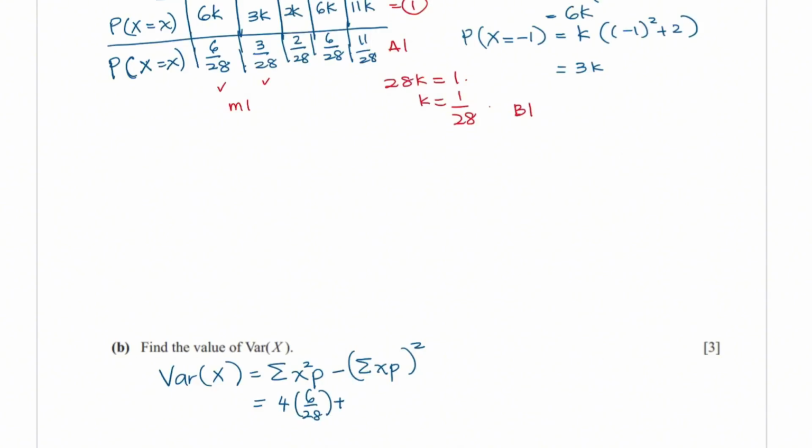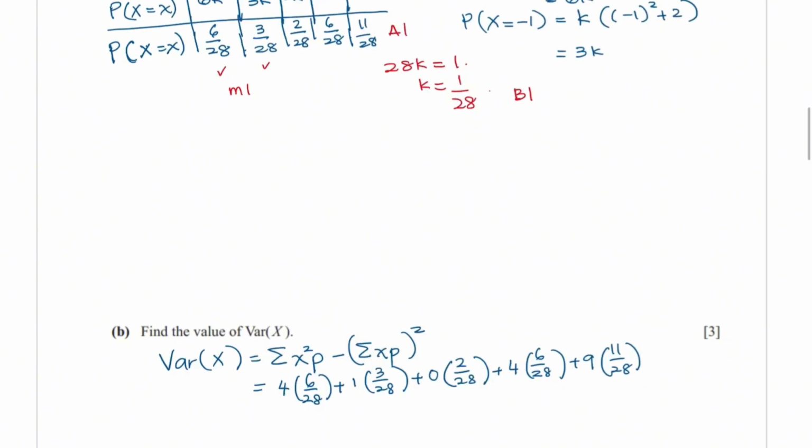Would be added with, when my x is -1, x squared would be 1, 1 times 3 over 28. And then when my x is 0, 0 squared is still 0, times 2 over 28. Plus 2 squared, that is 4, times 6 over 28. And then plus 9, that is 3 squared, times 11 over 28.